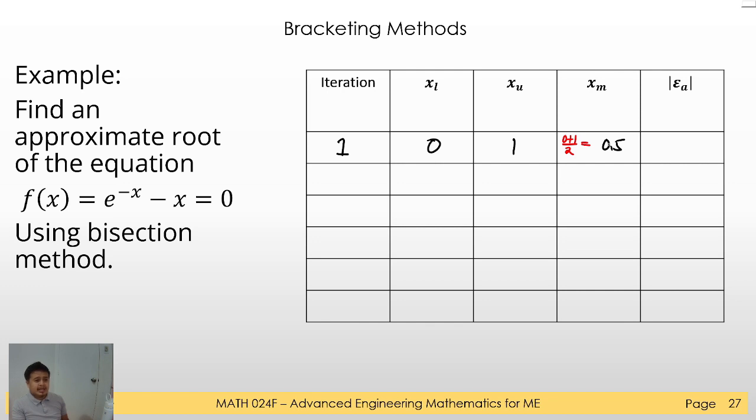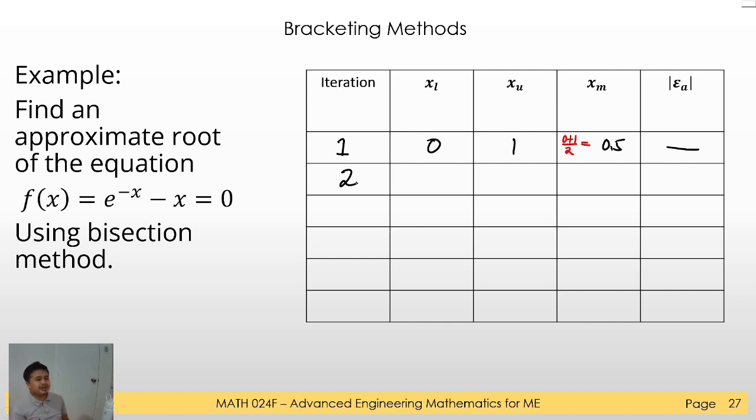Okay? And then you can compute for the percentage relative error or approximate error later on if we have a previous. Since we do not have yet a previous, we don't need to write this yet. So this should be blank. And then after that, we have the second iteration. And there are a lot of things to do here that we actually forgot.